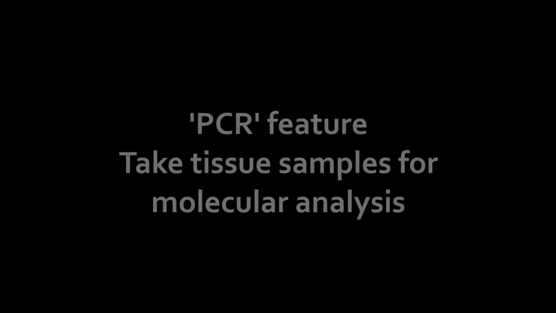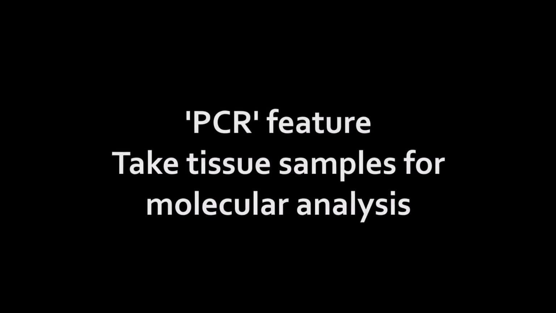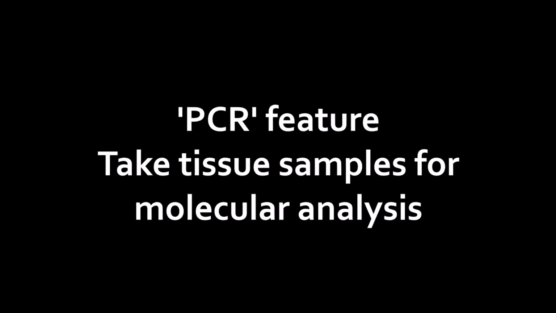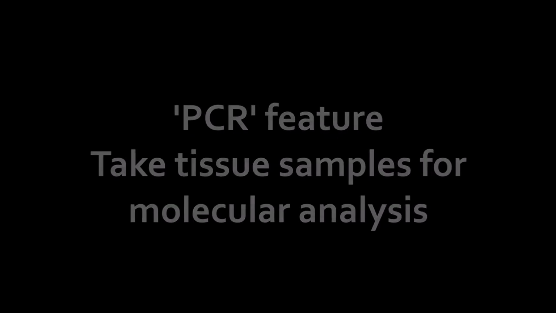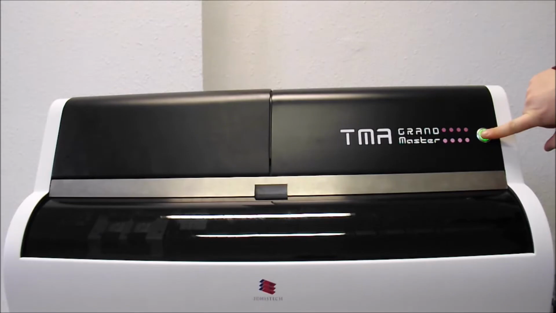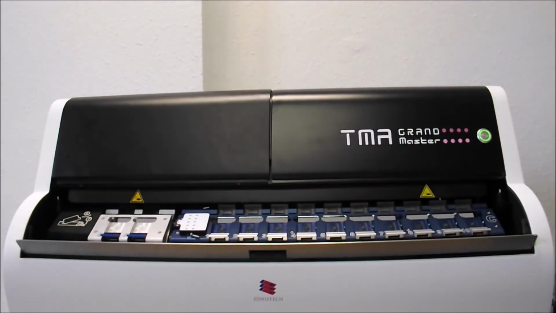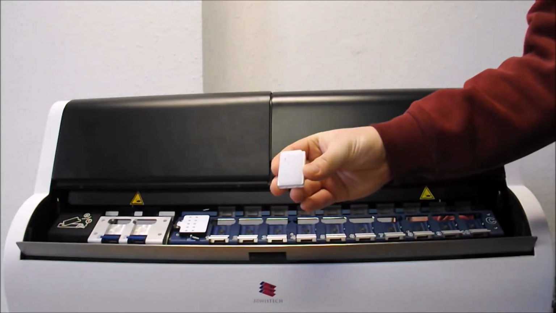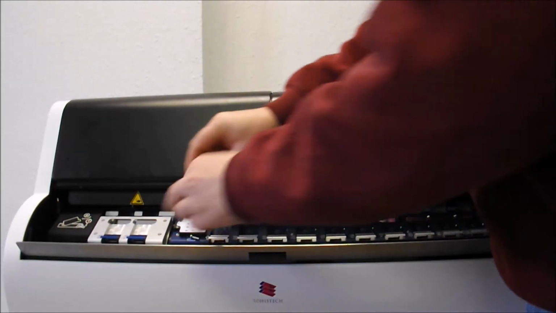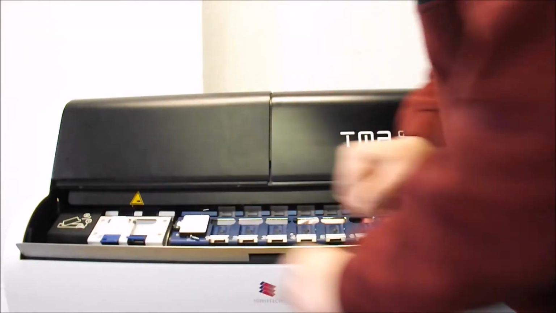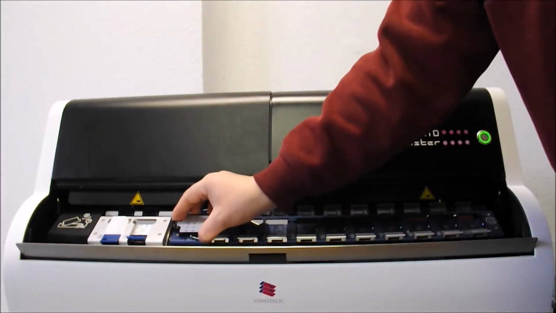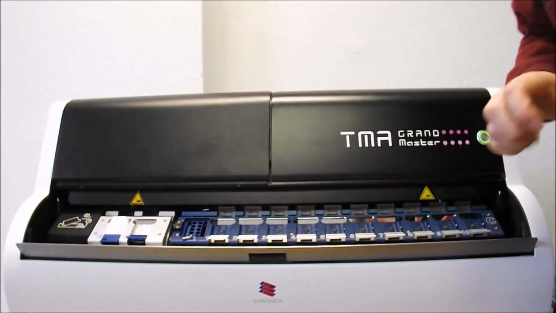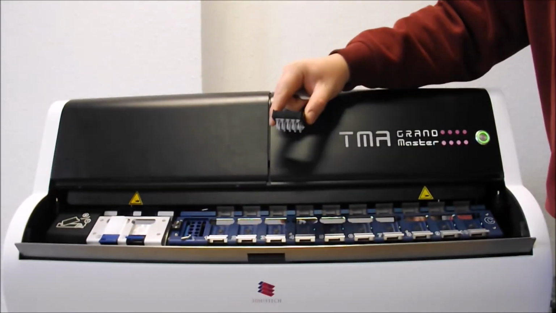TMA Grandmaster has a unique feature which enables the user to get tissue samples for molecular analysis. If you would like to use this feature, first of all, you need to open the block feeder door. Then you need to insert a clean paraffin block, which will be used as a cleaner block during the sampling steps. After this, you need to insert a PCR cassette filled with PCR tubes in the machine.